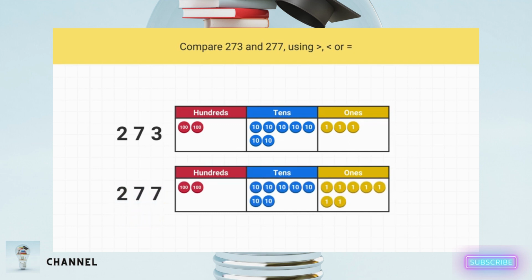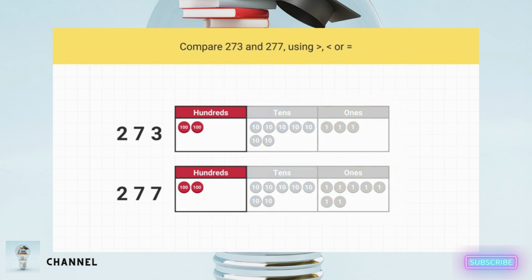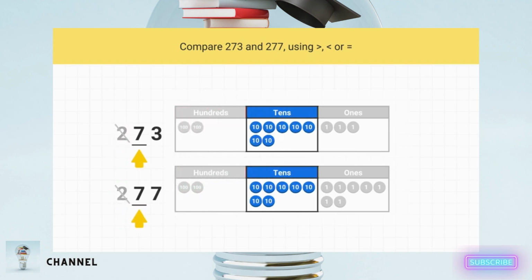Now let's start comparing. When we compare numbers, what should we compare first? We always start by comparing our largest place values, so we'll start with our hundreds. Here, both of these numbers have 200s, which means they're the same. It doesn't help us compare. So we'll cross those off and look at the next place value, the tens. Which number has more tens?